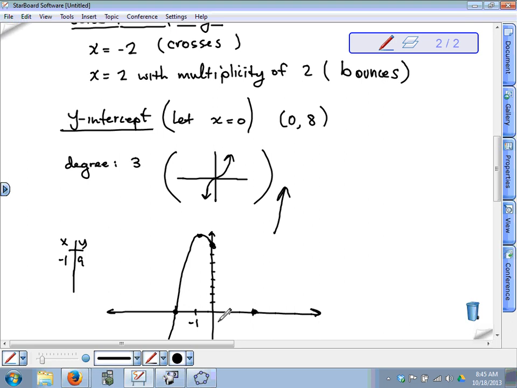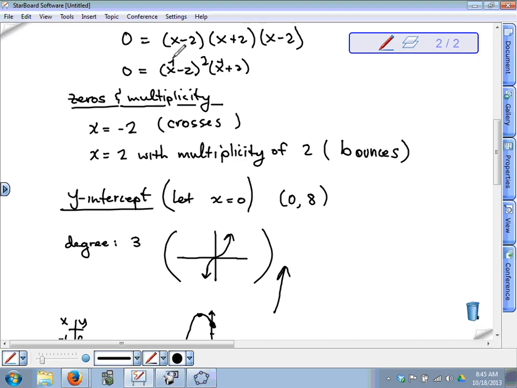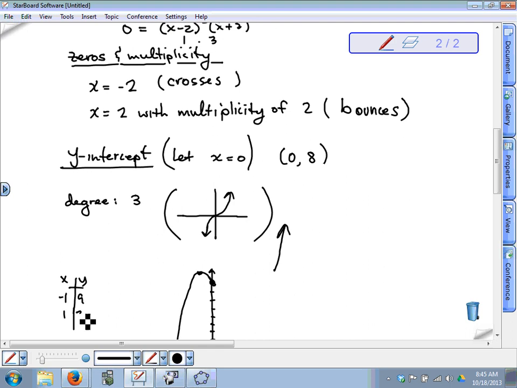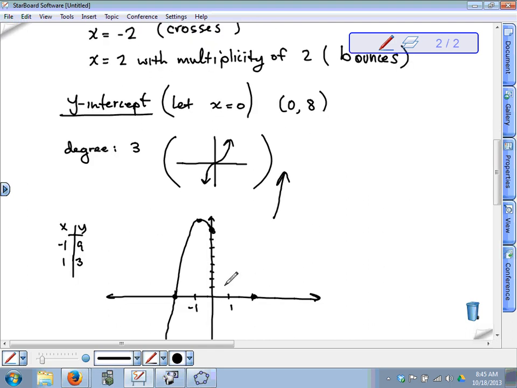Now what happens between 0 here and positive 2? We've got to plot another point at 1. So now let x equal 1. 1 minus 2 is negative 1, but negative 1 squared is 1. 1 plus 2 is 3. 1 times 3 is 3. So at x equals 1, you're at 3. So the graph crosses through the point (1, 3), and then it heads towards that x-intercept.